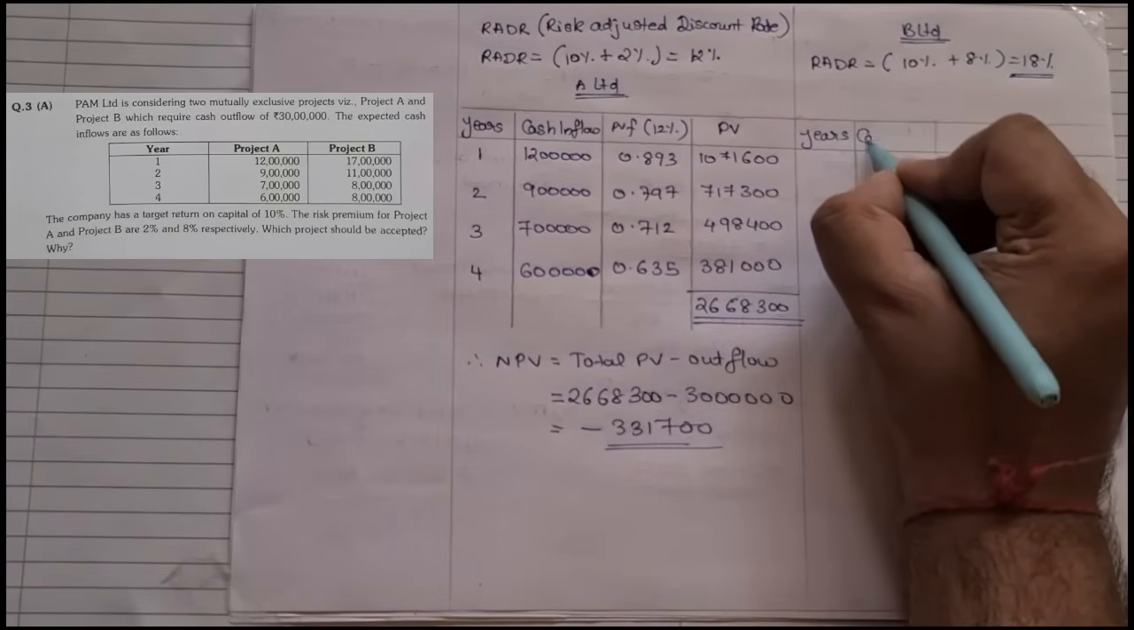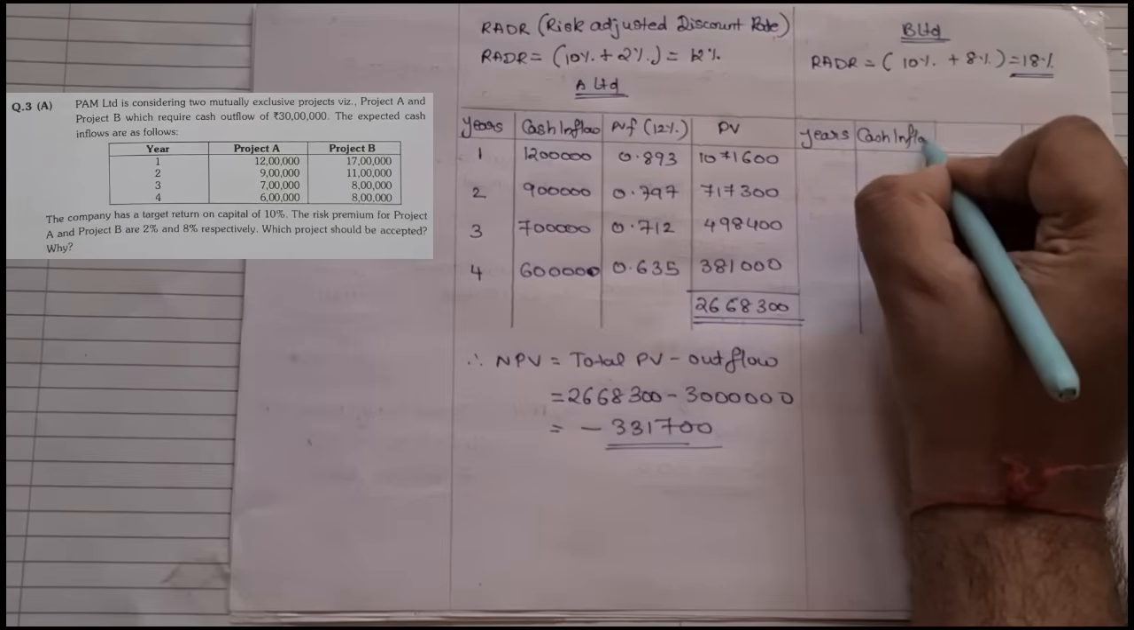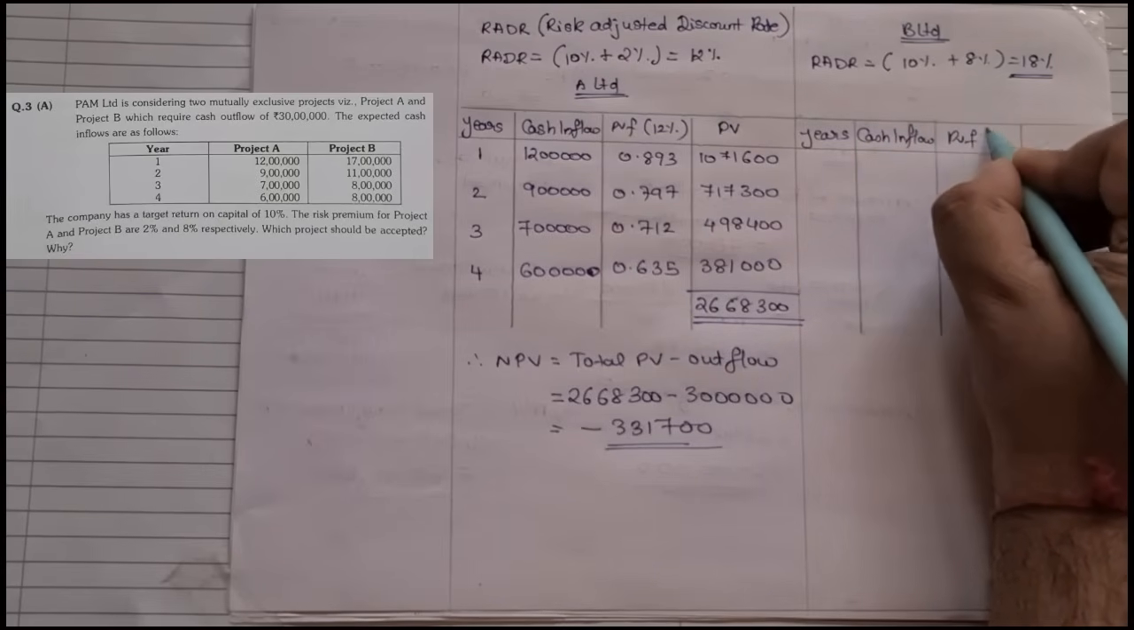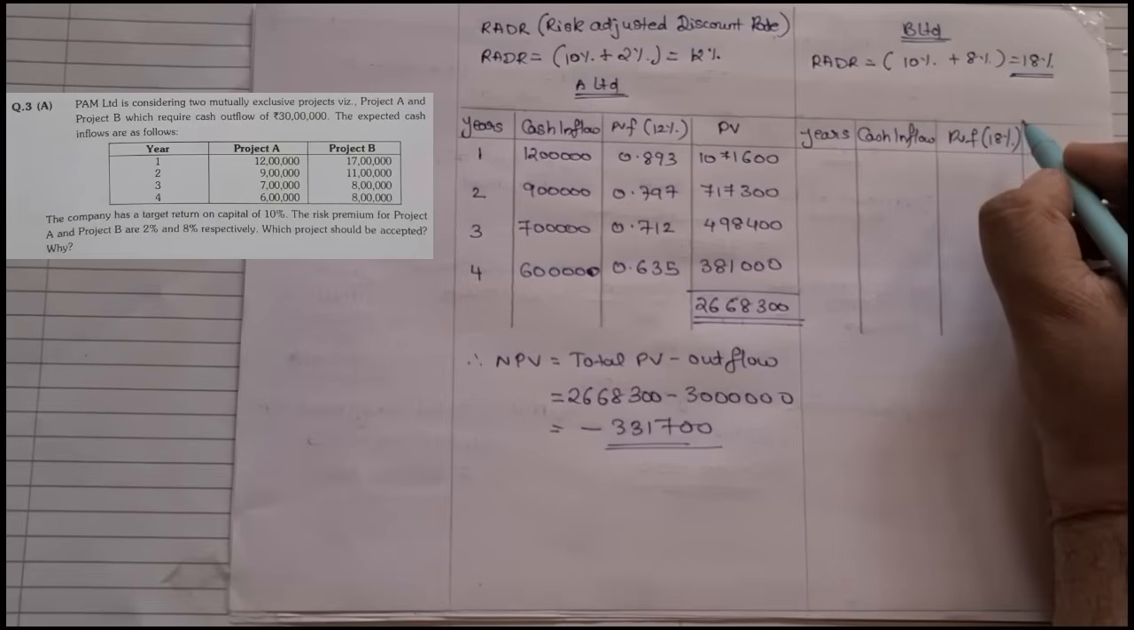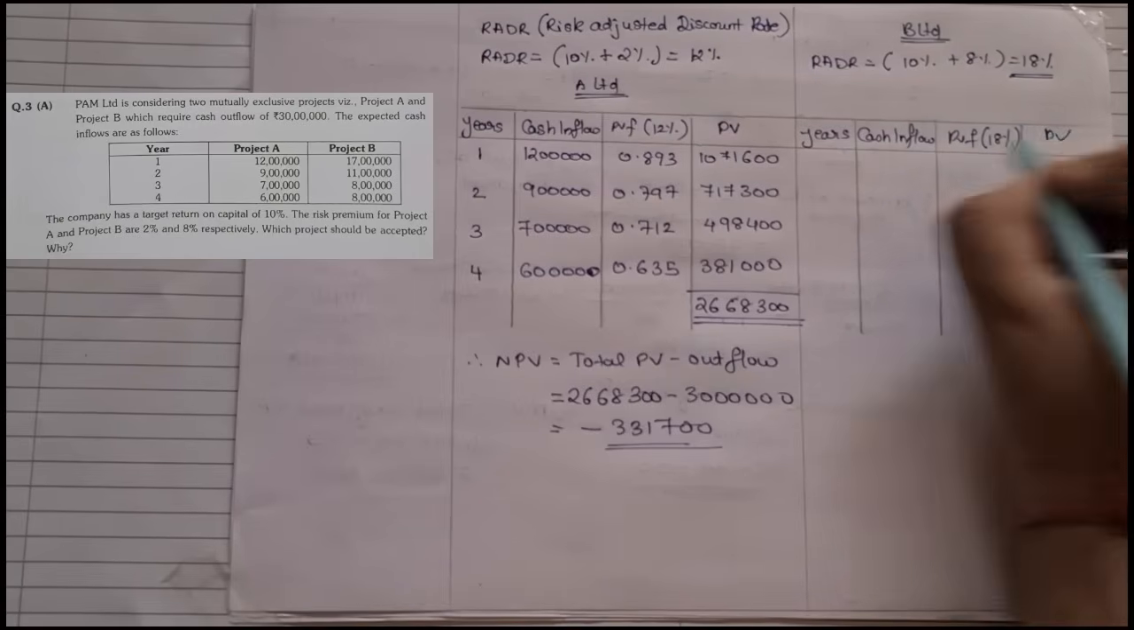Again, years, cash inflow, PVF at 18%, so it will be 1 divided by 118% into equal to, and keep pressing equal to till you get all the answers.